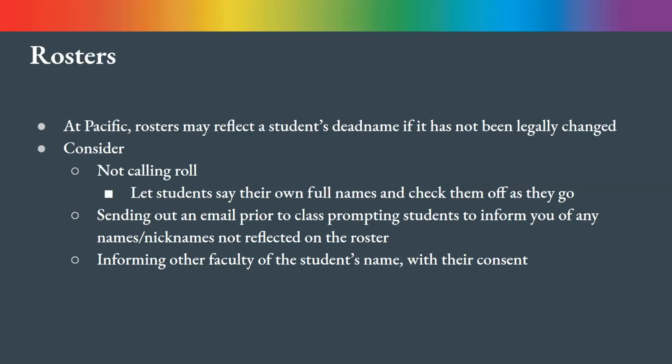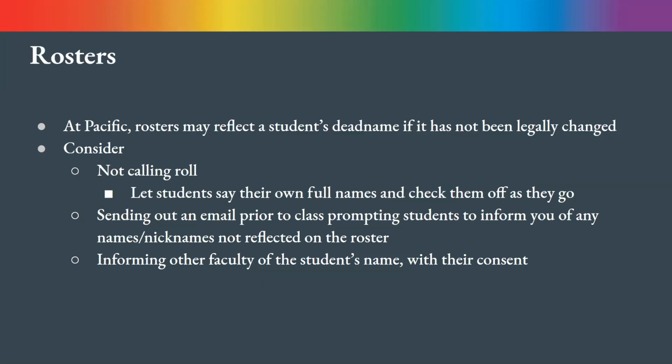So to prevent accidentally dead naming somebody by calling out names and calling out roll, have students say their own full names and check them off as they go. That can take a little bit more work. So maybe consider sending out an email prior to class, prompting students to inform you of any nicknames not reflected on the roster. This could be in the form of a survey or just a little email that's like, heads up, email me if you go by a different name than this on the roster.